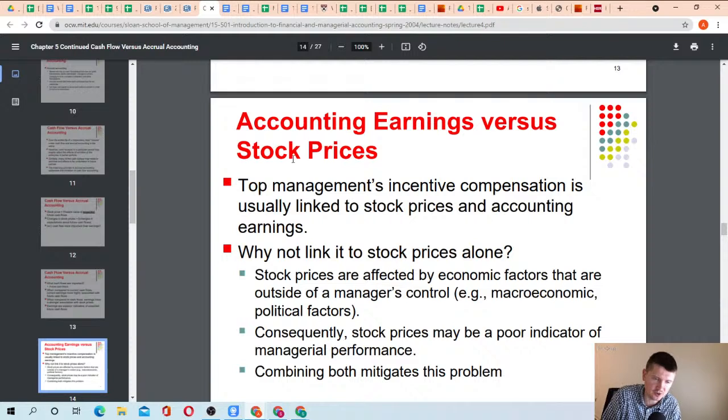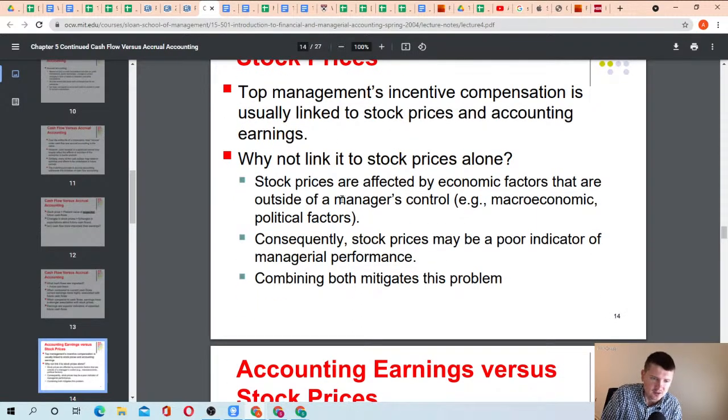Accounting earnings and the stock price. Everyone in the management is incentivized on their earnings. So why are bonuses not linked only to the stock prices? That's because the stock prices can be impacted by various factors not related directly to the management performance, and that's why management compensation is based on accounting too.